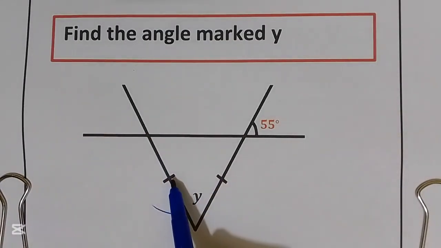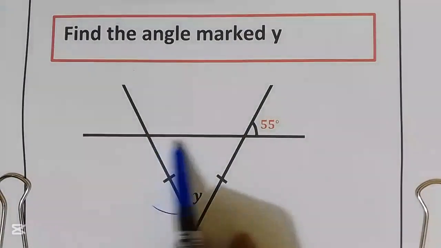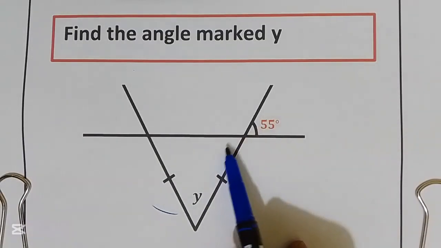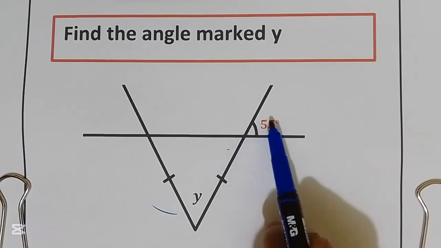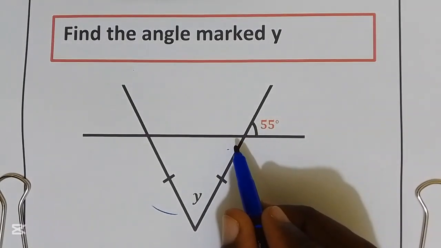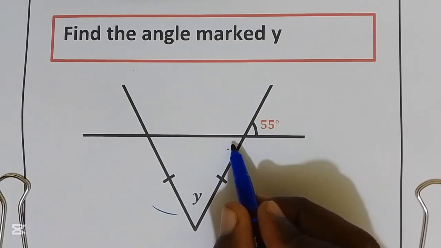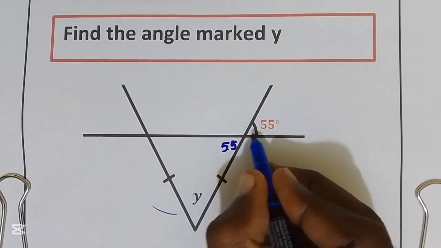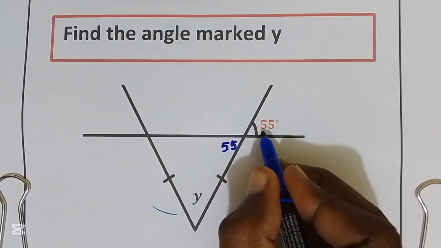And also, we have two lines intersecting at this point, which give us vertical opposite angles. And we know the vertical opposite angles are equal. This means that this angle here is going to be 55. The reason behind this is that they are vertical opposite angles, and vertical opposite angles are congruent.